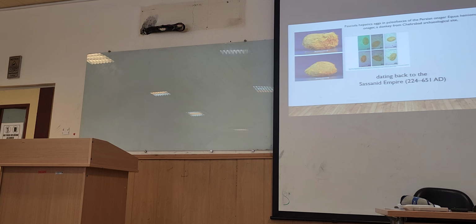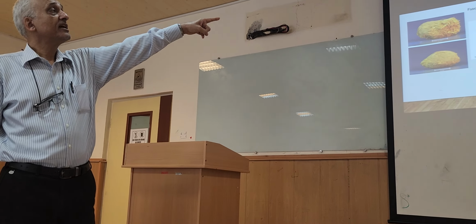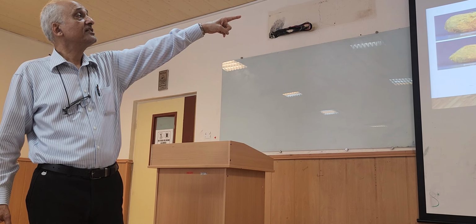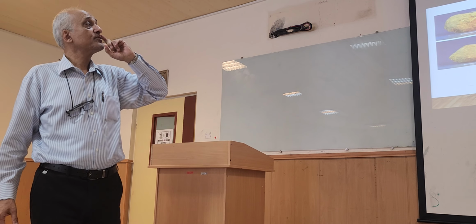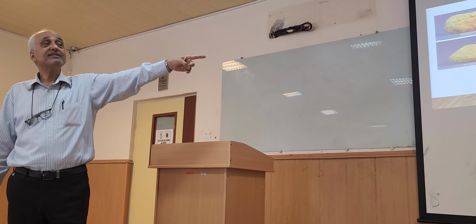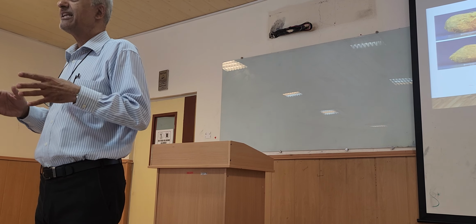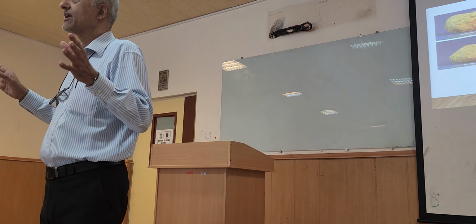Fasciola hepatica eggs in the pelvic phases of a Persian onager, Equus hemionus onager, a donkey from the Chehrabad archaeological site, Sassanid Empire, 224 AD, nearly 2,000 years ago.